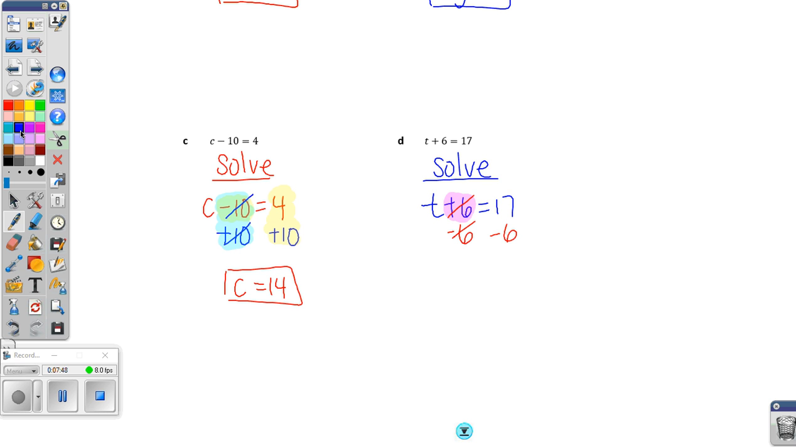And therefore, I'm left with t on the left side of the equal sign. On the right side of the equal sign, I have 17 minus 6, which is equal to 11. So my final answer is t equals 11. Another small thing, whenever I show my work, I always circle my final answer so that when I'm doing my check, your eyes are drawn to the circled number. Anything that I want to stand out, particularly my answer, I'll circle it. So I circled t equals 11. All right, let's move on to the back.